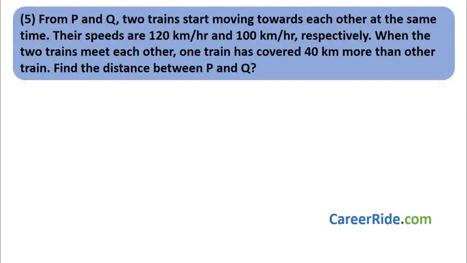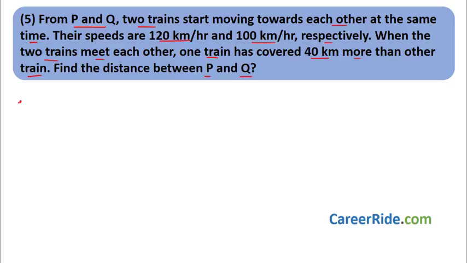Question number 5. From P and Q, two trains start moving towards each other at the same time. Their speeds are 120 km per hour and 100 km per hour respectively. When the two trains meet each other, one train has covered 40 km more than the other train. Find the distance between P and Q.